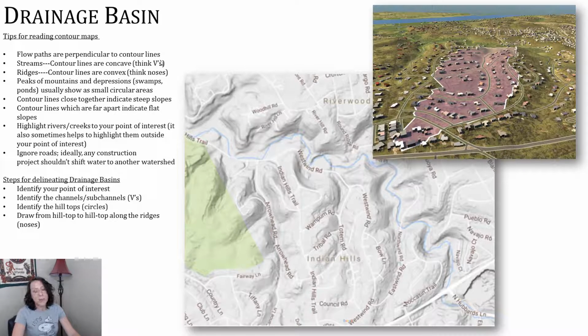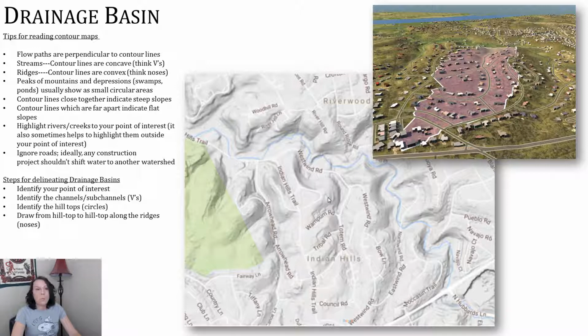So the tips for reading the contour map is all of the flow paths have to be perpendicular to the contours, and I'll show you contour maps in a minute. Make sure you know what streams look like. They're going to look like concave V's. The V depends on which direction you're looking at it. Ridge line, think of it as a convex or a nose type of rounded area.